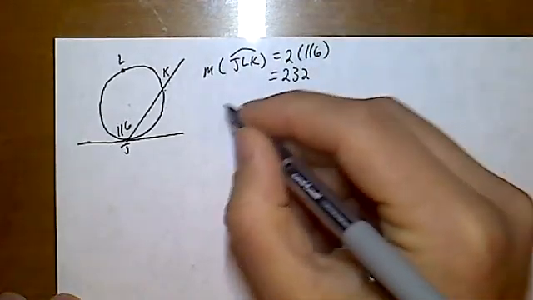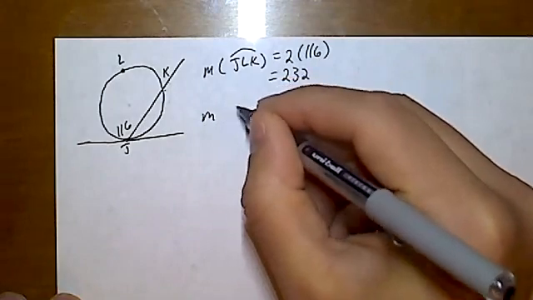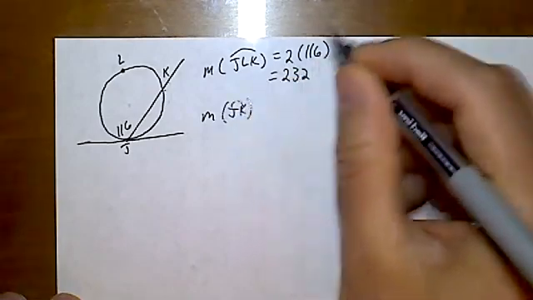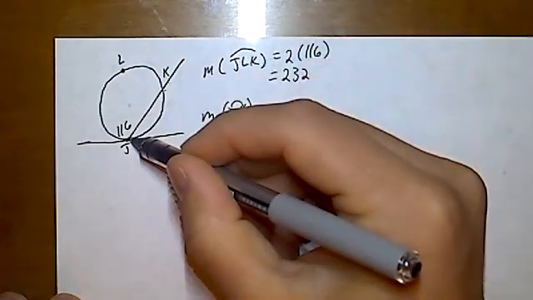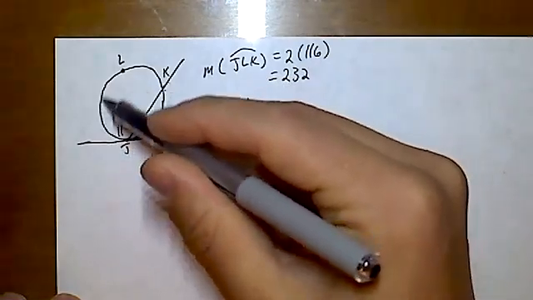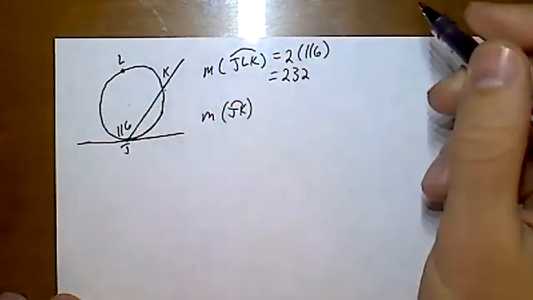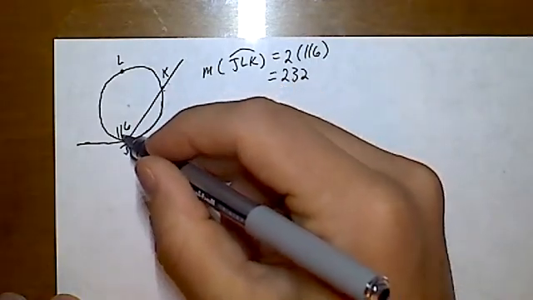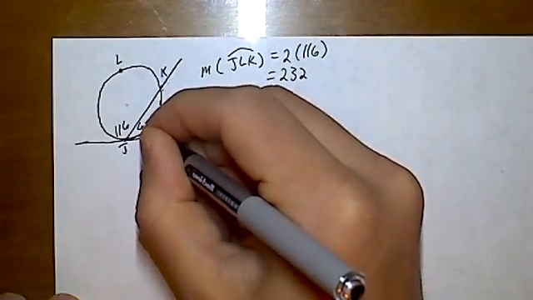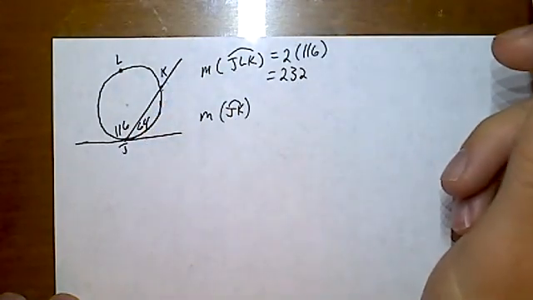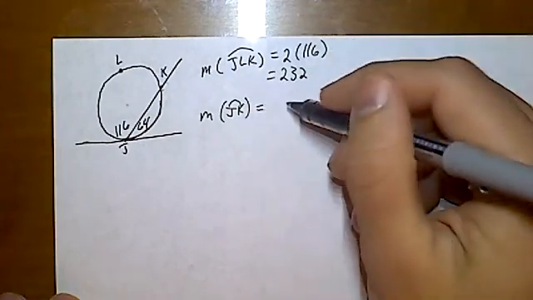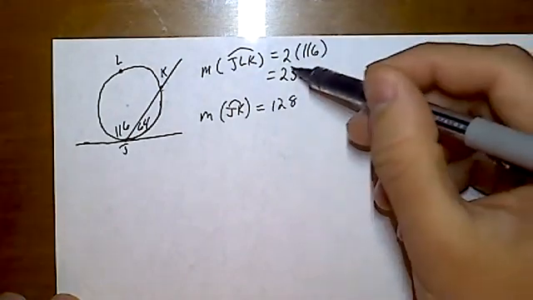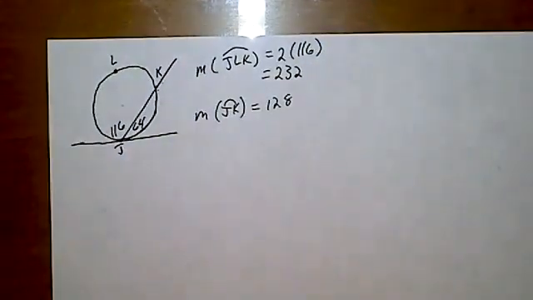What if in the same diagram we wanted to find the measure of arc JK? Notice that JLK and JK are different arcs. JK goes from here to here. JLK goes around the circle this way. Well, we might want to find this angle first. We know that they're supplementary. So 116 plus 64. And JK is going to be twice 64, which is 128. Again, notice 232 plus 128 is 360.